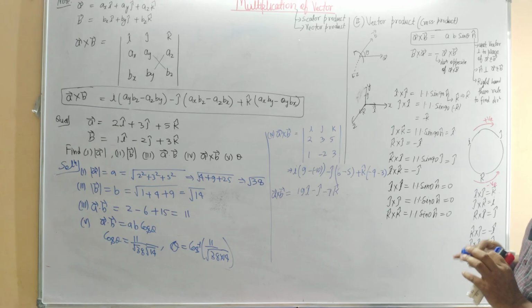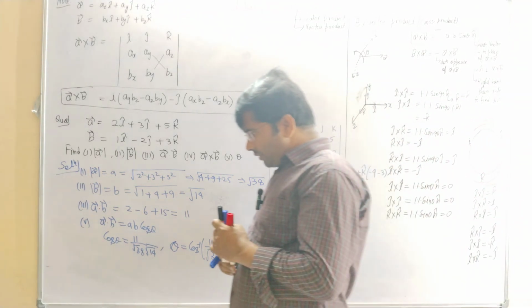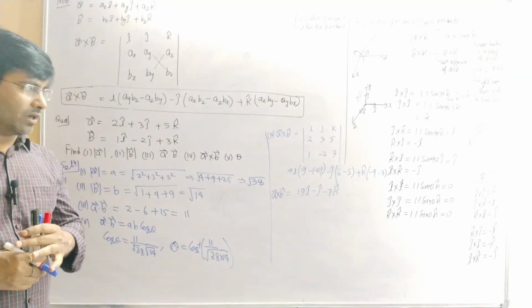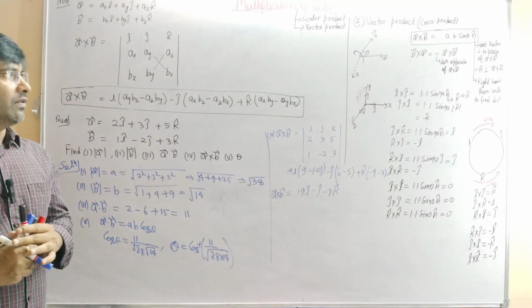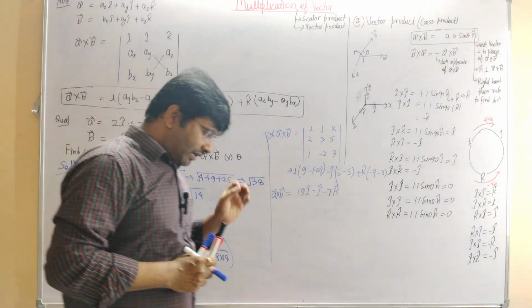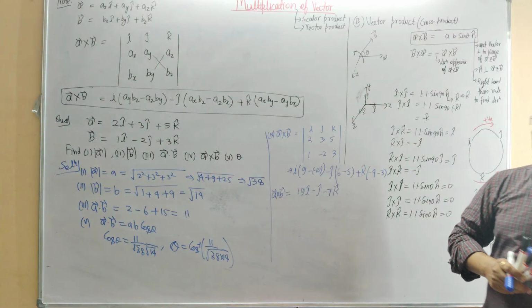Okay, so that much is enough. Overall this basic mathematics part is now over. Everything we have completed. In vectors, this one is the last topic, vector product. So scalar product and vector product are also over. So you practice more and more questions.